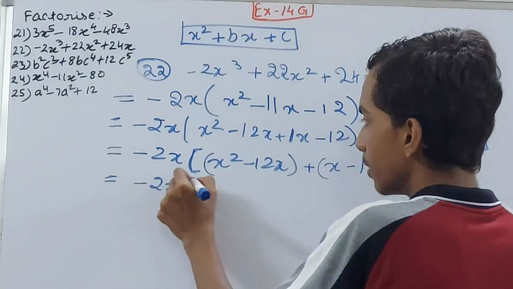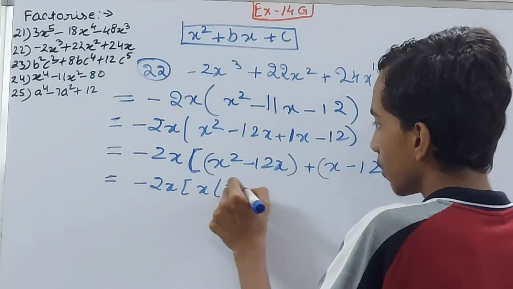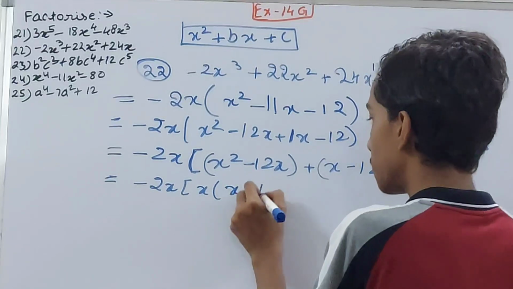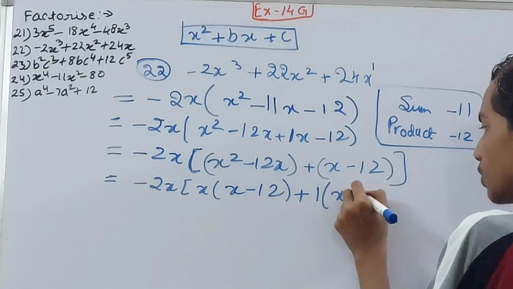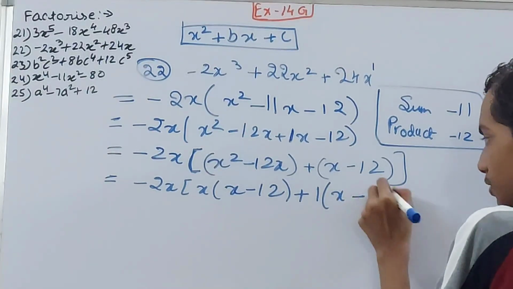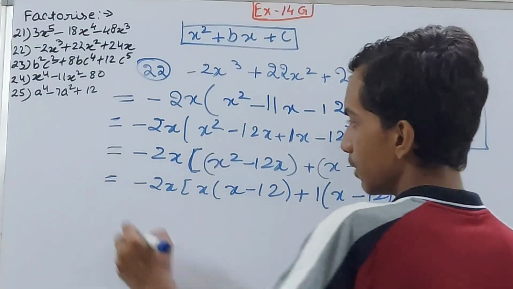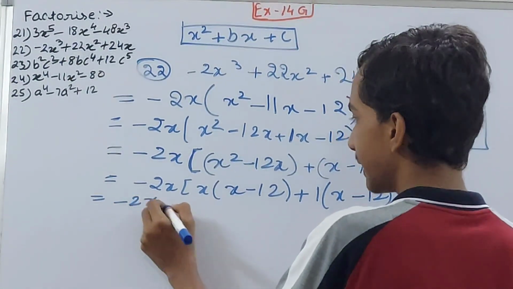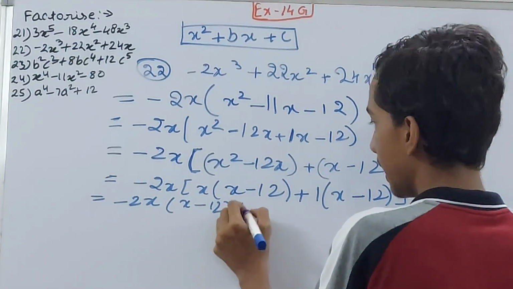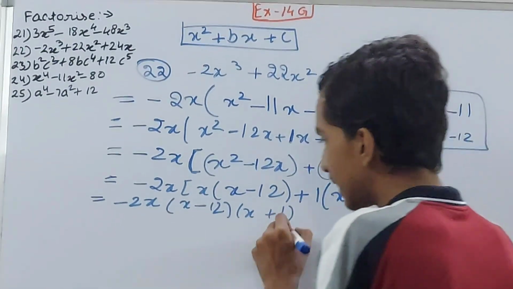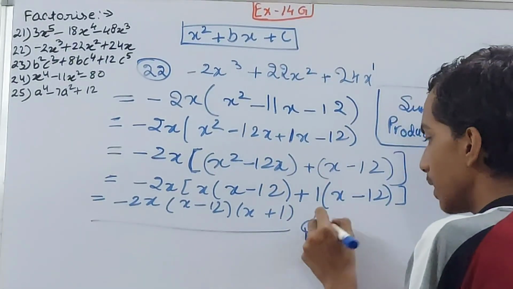Now you can take the commons also from here. x can be taken common. You will take common, you will have x minus 12 here. x minus 12 is already here, so when nothing is common, you take plus 1 common. So you are left with x minus 12 here. Close the brackets. Now you can see here minus 2x into x minus 12 into x plus 1, right? And that is it. This is your final answer.